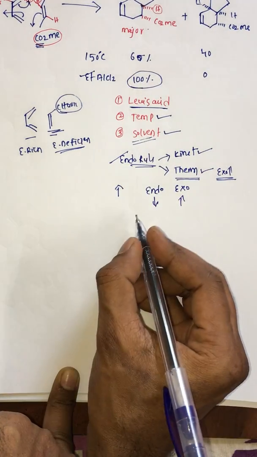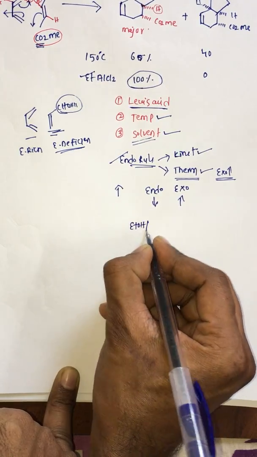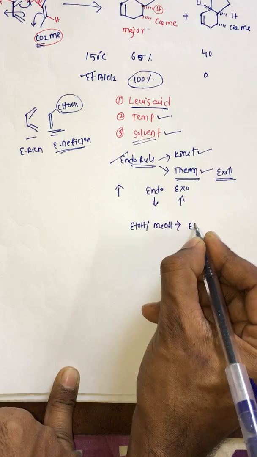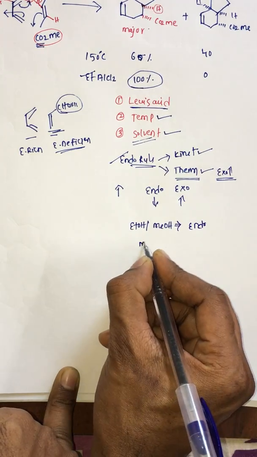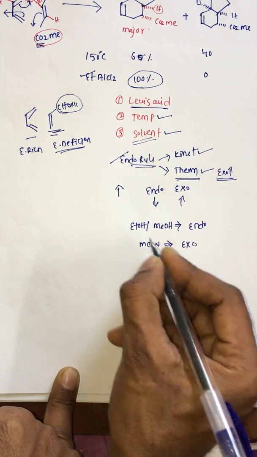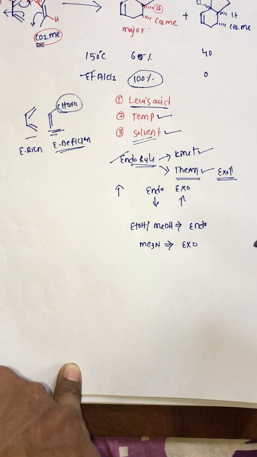And the solvent also matters. If you use alcoholic solvents like methanol and ethanol, you exclusively get the endo product. If you use triethylamine, then you exclusively get the exo product. So these are the three important factors in the Diels-Alder reaction. We have to read this also.